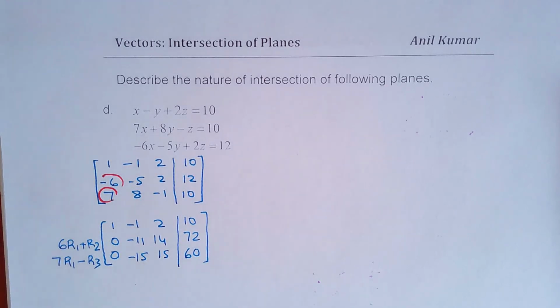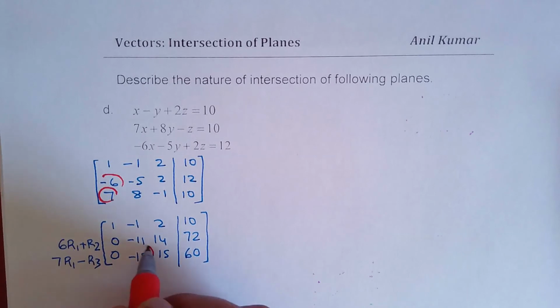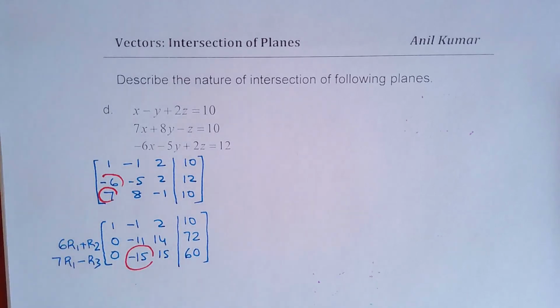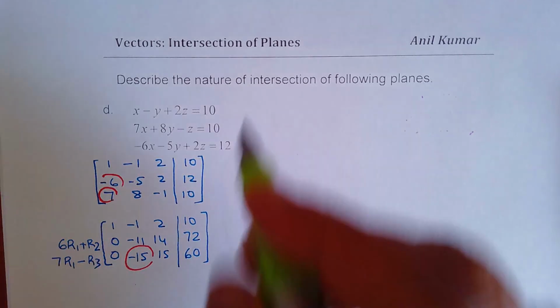Now we have to make this as 0. So that is the next step. How can you do that? To get this 0, what we should do is we should multiply the second row by the fraction 15 over 11, right? 15 over 11. And then we could get to the solution, right? So that is what we will try. So let's try to do it here.